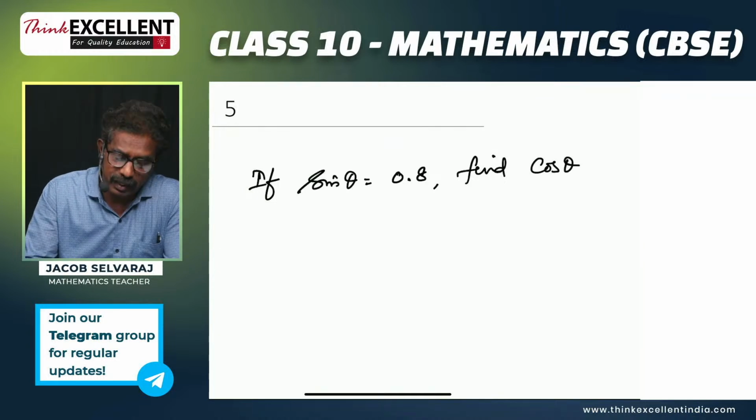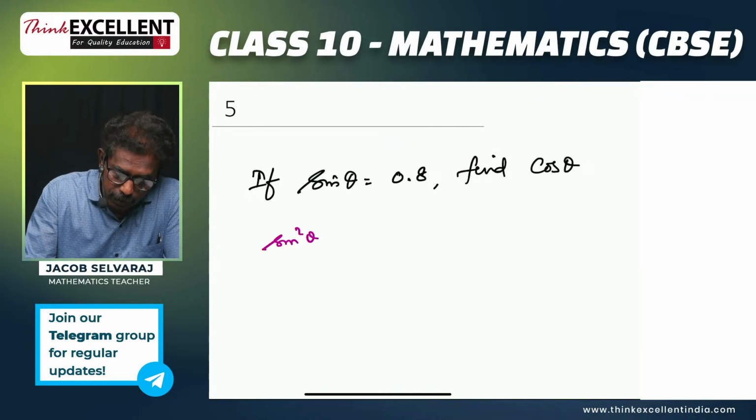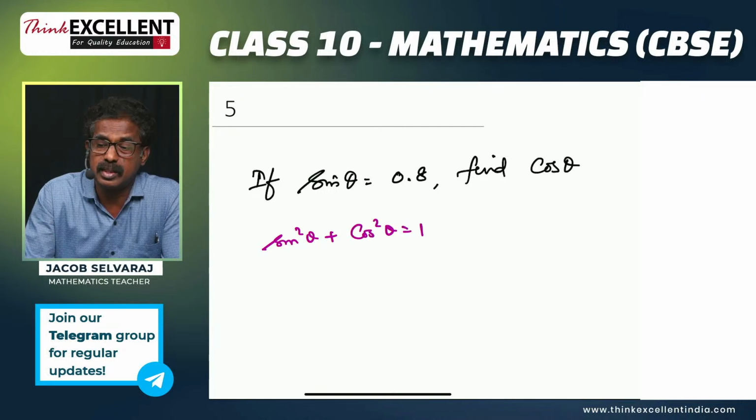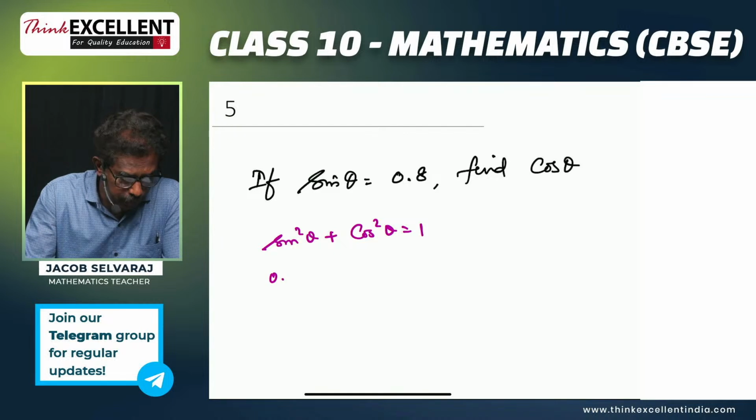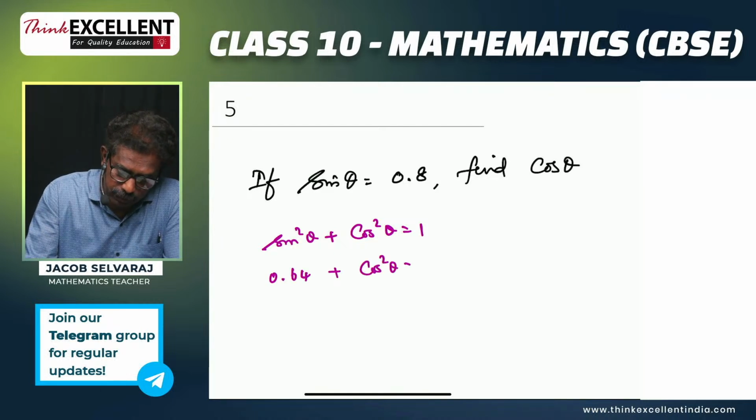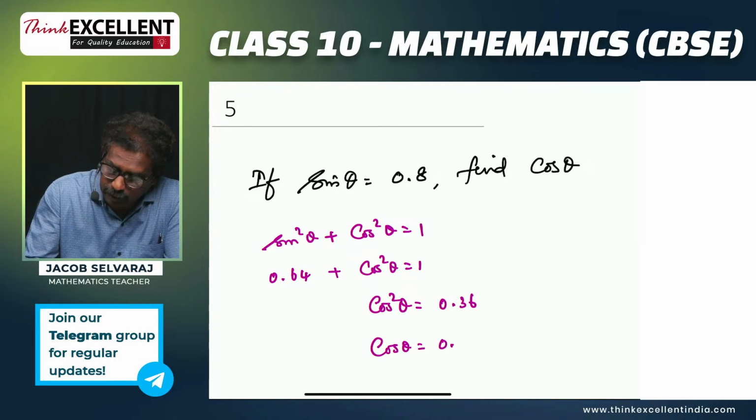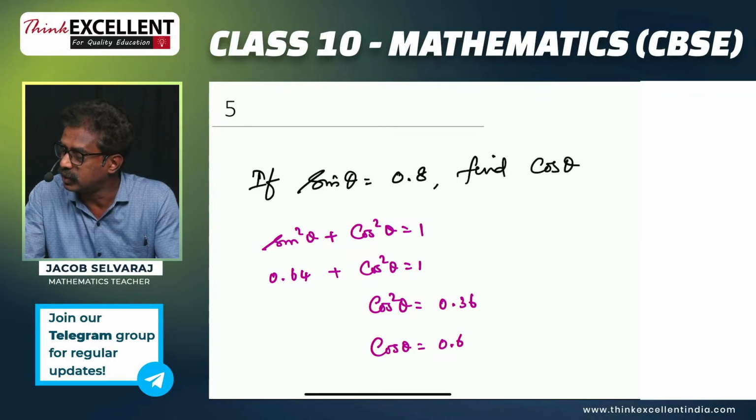So we have the identity sin square theta plus cos square theta is 1. Sin theta is 0.8. So sin square theta is 0.64, right? Plus cos square theta is 1. So cos square theta is 1 minus 0.64. You are getting 0.36. So take square root. Cos theta is equal to 0.6. Yes, Hanshika, your answer is right. 0.6 is the right answer.